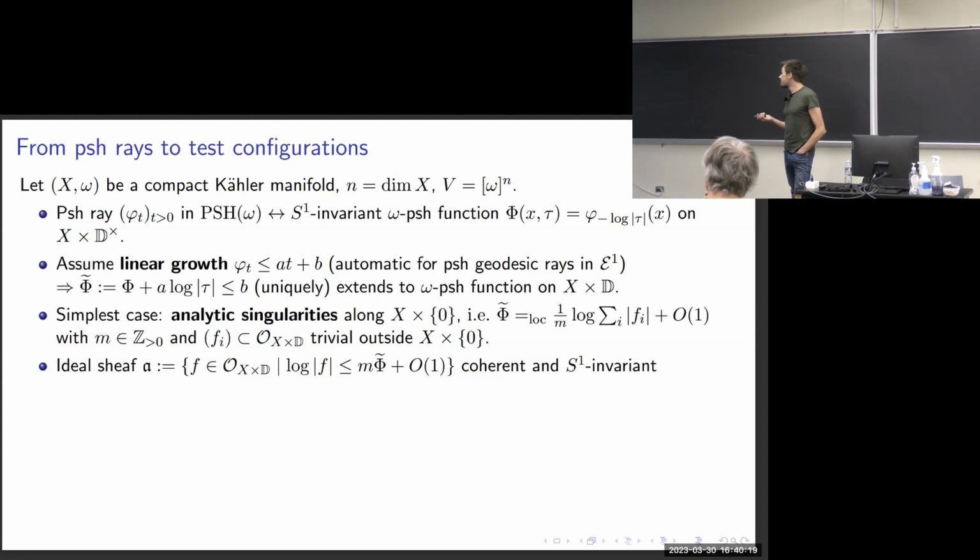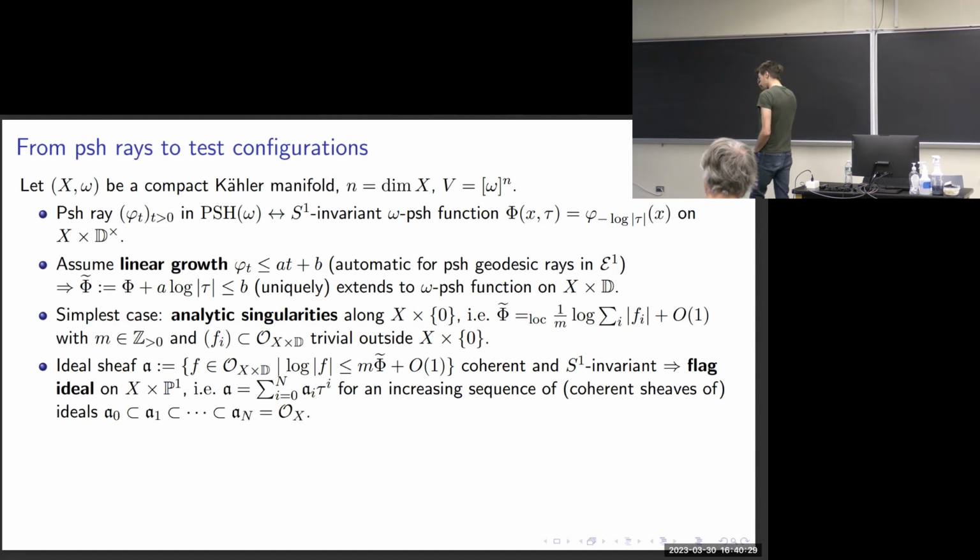And it's still S^1 invariant because phi tilde is S^1 invariant. So then such an ideal sheaf is actually of a very nice shape automatically. Following Odaka, we'll call that a flag ideal. I'm not sure if you want to introduce this terminology, but the idea is that such an ideal is just given by a flag of ideals on X, an increasing finite sequence of ideals on X that you multiply by powers of tau. So the ideal A is automatically of this form and therefore extends globally. You can think of it as an ideal on X times P^1, which is C-star invariant, and it's split into these eigen components A_i.